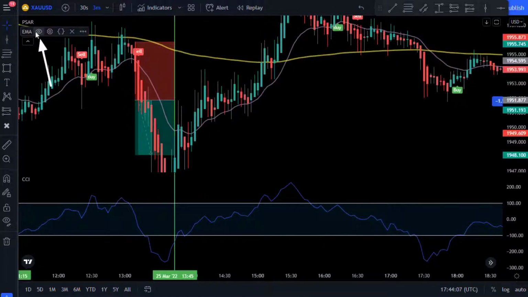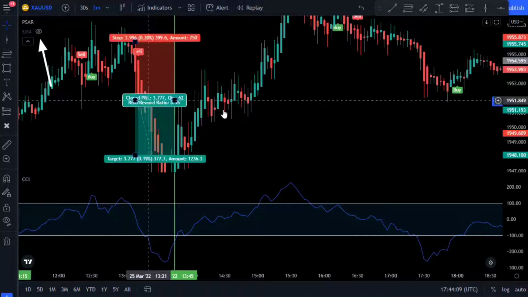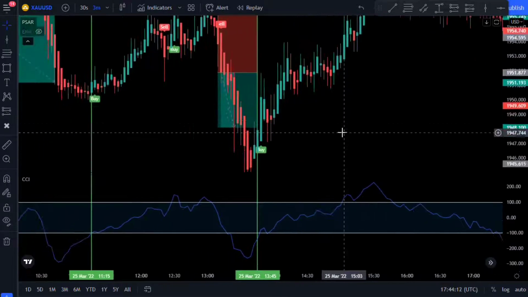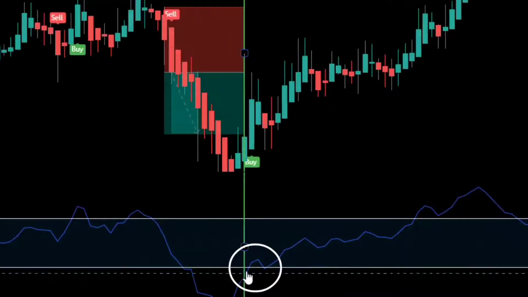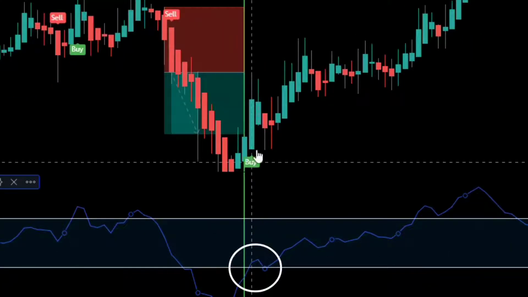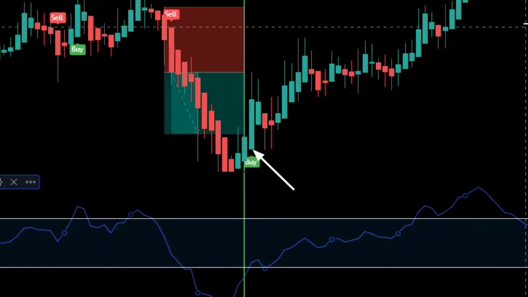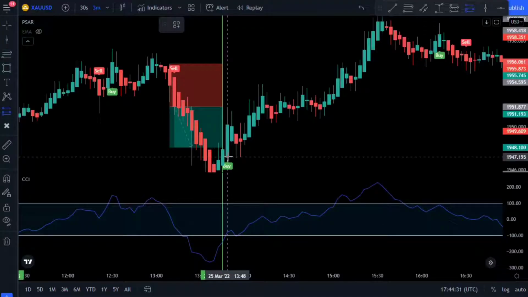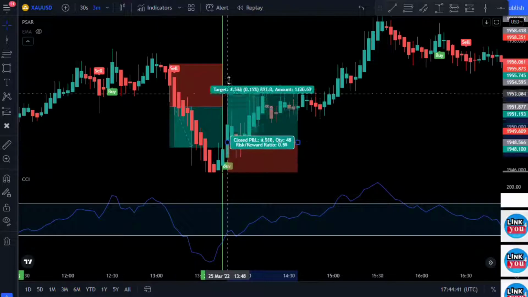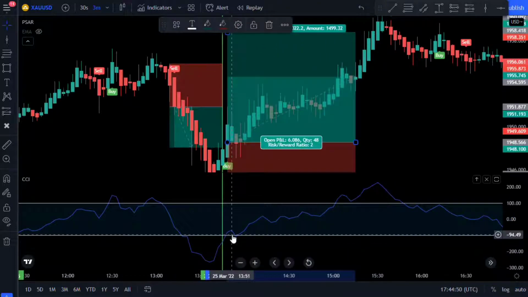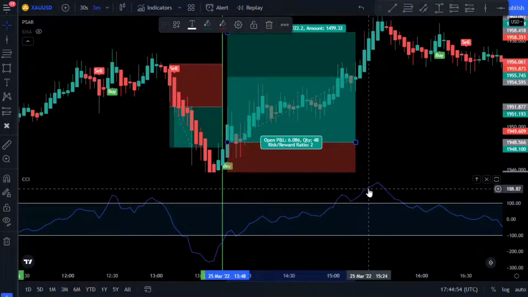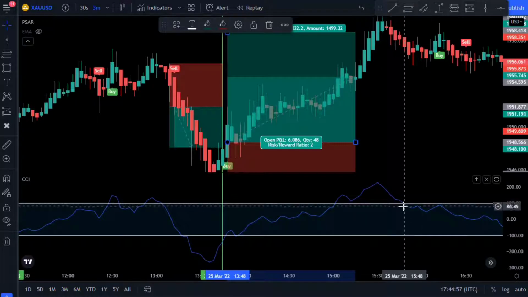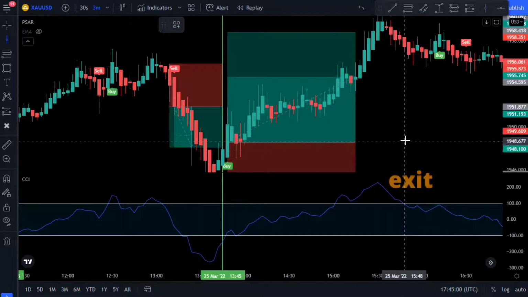I test the CCI indicator alone and without combining it with other indicators. The CCI indicator issues the buy signal here. I draw a vertical line at that point, and open a buy position. Now let's see when the CCI indicator gives us the exit signal from this position. Exactly here the exit signal was issued.